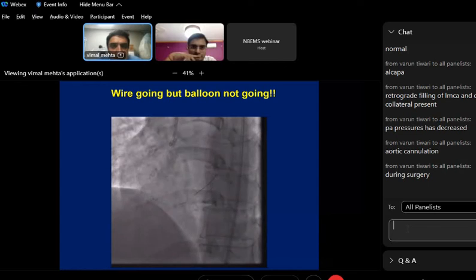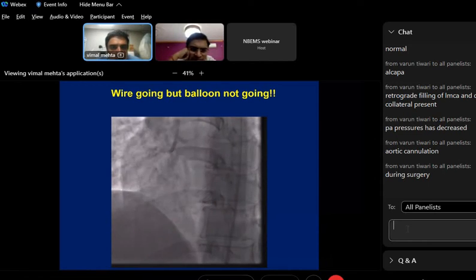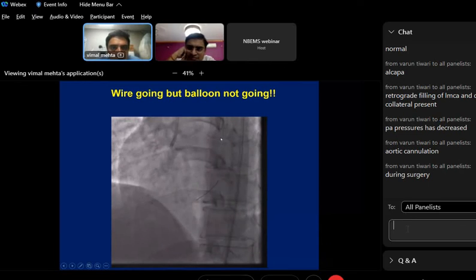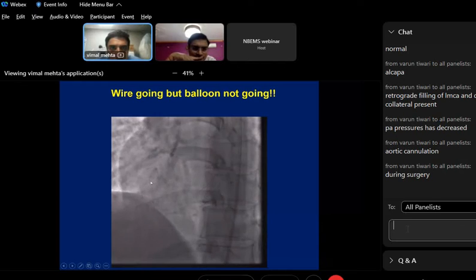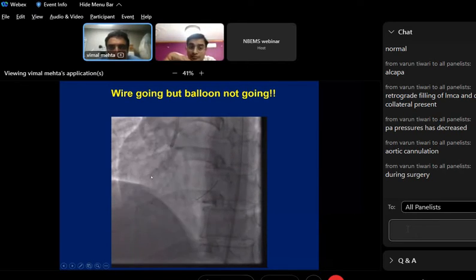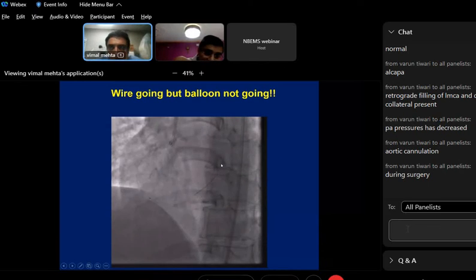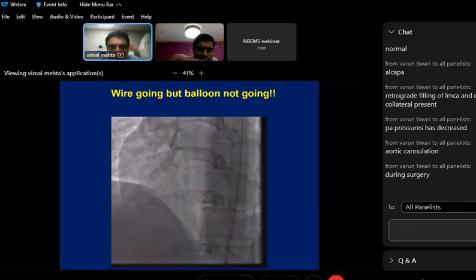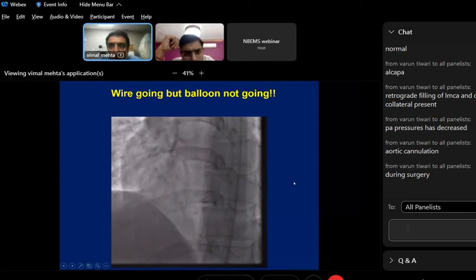Now this was a case where somebody was doing a procedure, and the wire went very easily across the lesion. This was for routine stenting, but the balloon was not crossing actually. So what could have been the reason? This can happen to any of us, though we use this kind of catheter less often.